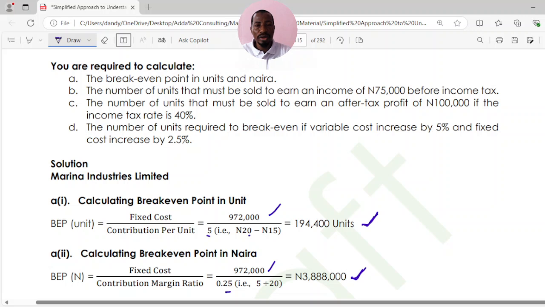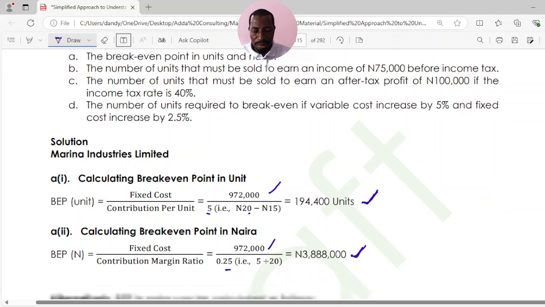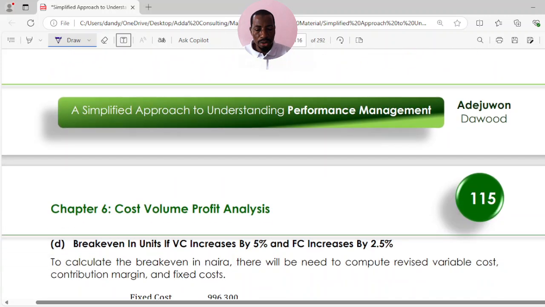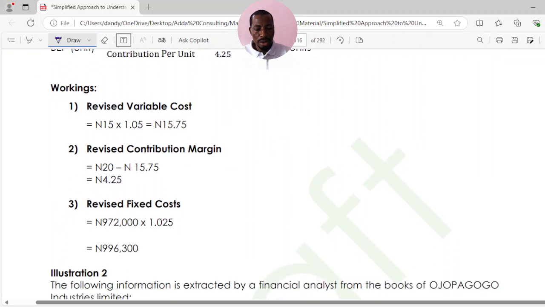Before you compute your break-even point in units, the most important thing that you need to do is to first of all go and adjust your variable cost. Once your variable cost changes, either increase or decrease, then your contribution margin per unit will also change, because we are told that selling price is constant, but variable cost will change. Again, our fixed cost has increased by 2.5%, so we need to make adjustments first. So for us to be able to compute the D part, let's do our adjustment.